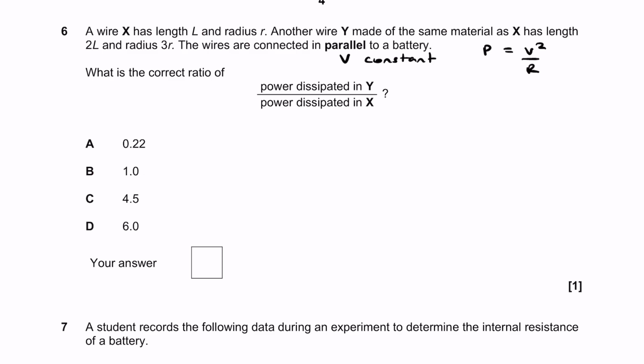And also therefore P is inversely proportional to R. I know that much, and I also know that the resistance is proportional to the length. So I'm just going to call it Rx, which is proportional to L over R squared. And the resistance in Y will be proportional to 2L over 3R whole squared, which is 9R squared. I'm not worried about the constants.